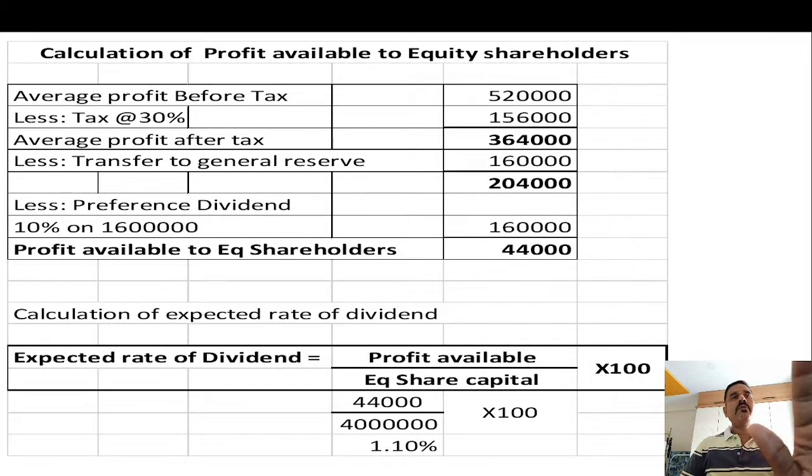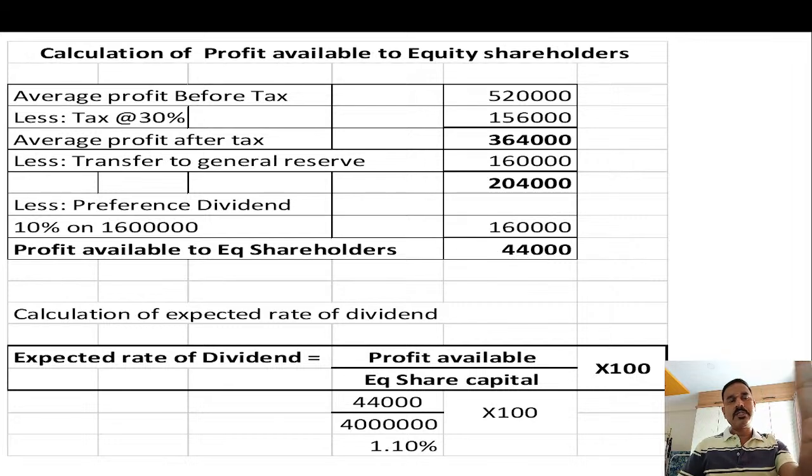From this you have to make an appropriation. From this profit you are transferring to general reserve 1,60,000. So total profit available is 2,04,000. In this, first preference will be given to preference shareholders. Their dividend we have to distribute first. Their 10% dividend is agreed on 16 lakhs. 16 lakh into 10% is 1,60,000. So first we have to give dividend to preference shareholders. Whatever balance remains, that is 44,000, belongs to profit available to equity shareholders.